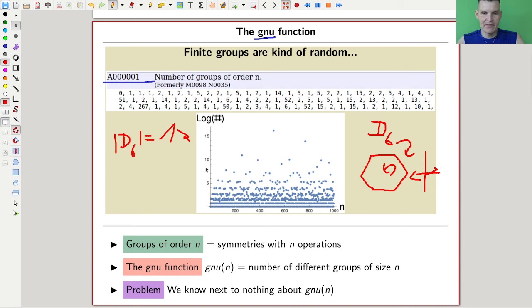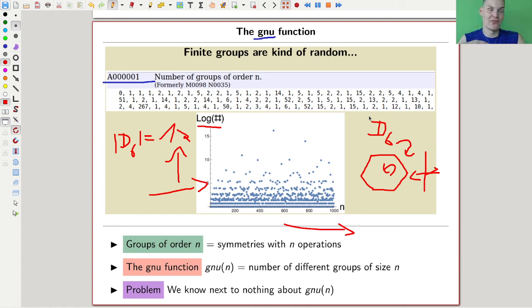And here's my favorite plot of the GNU function. As n goes like here, and here's the number, or rather the log plot of the number, because the numbers grow up really, really fast, and it looks insane. It looks like a starry night or something. It's just what's going on here, right? Completely random, and we know next to nothing about this function actually. Just for all finite groups, just counting those, we know next to nothing about it. And seriously, I mean next to nothing.